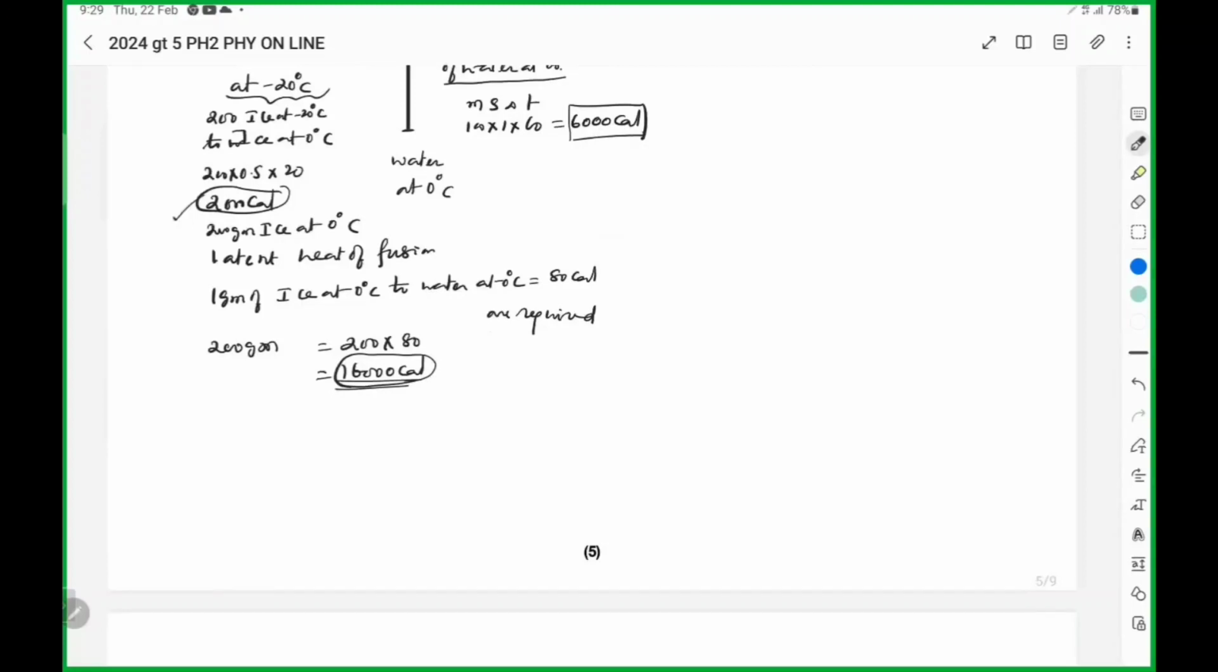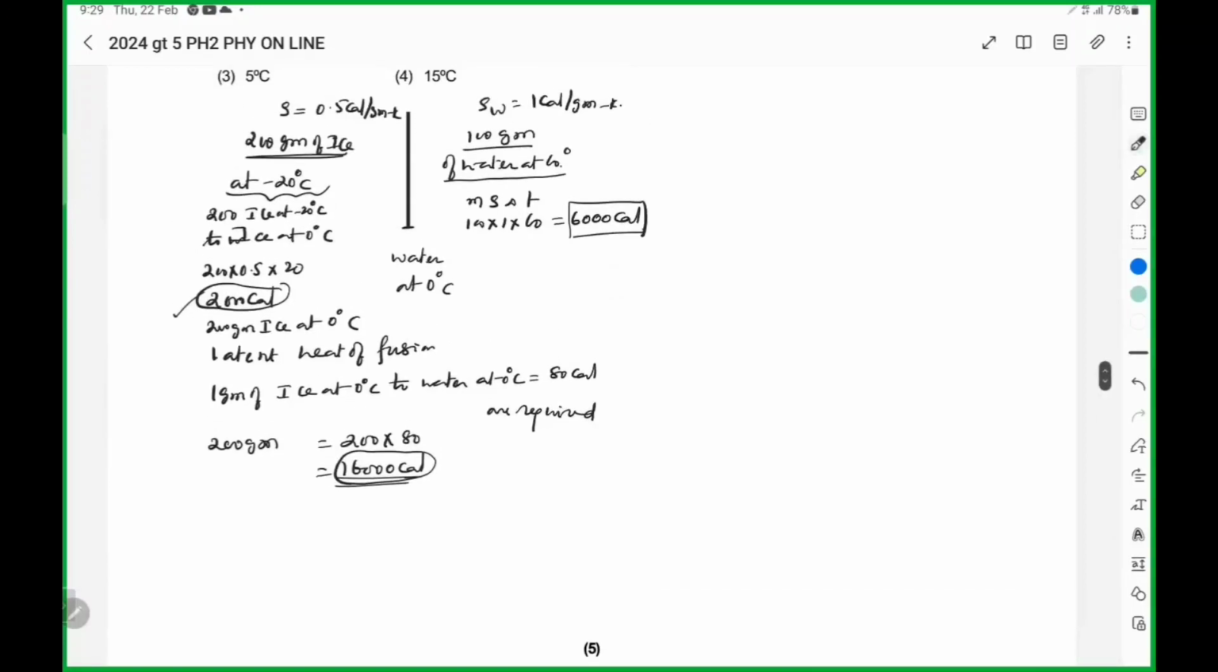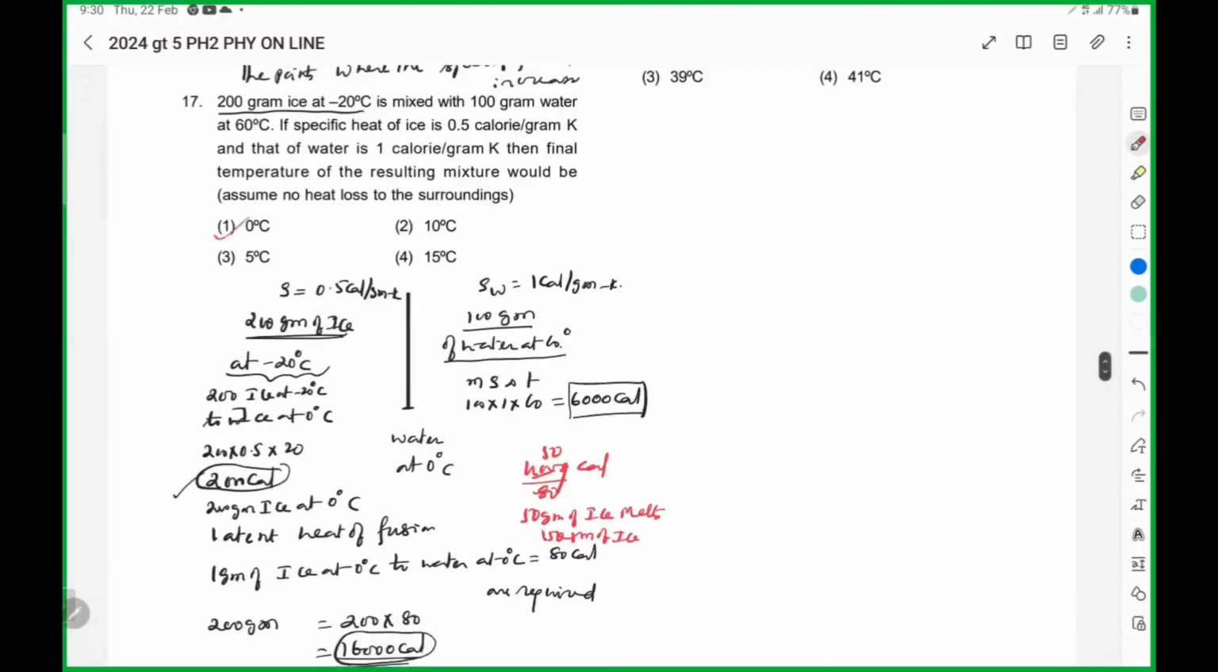2,000 calories are utilized to convert ice to ice at 0. The remaining 4,000 calories are available. At 80 calories per 1 gram, that means 50 grams of ice melts and still 150 grams of ice is left over. As ice is left over, the resultant temperature is 0 degrees centigrade. So the first option is correct.